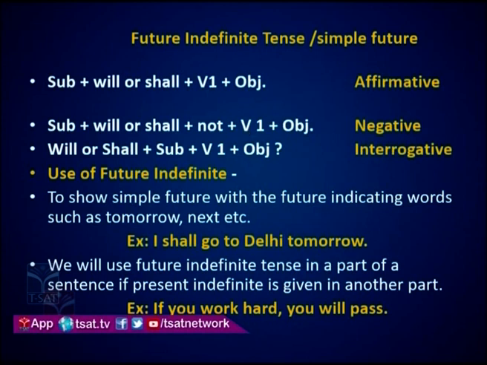Now, how to identify whether a sentence is in simple future tense or future indefinite? To show simple future, look for future-indicating words such as tomorrow, next. If you have these words, tomorrow, next, in the sentence, then you can easily identify that this sentence is in simple future. For example, I shall go to Delhi tomorrow. Here the action did not happen. You are planning to go tomorrow. Tomorrow is a future time which talks about the future. So this is in simple future.